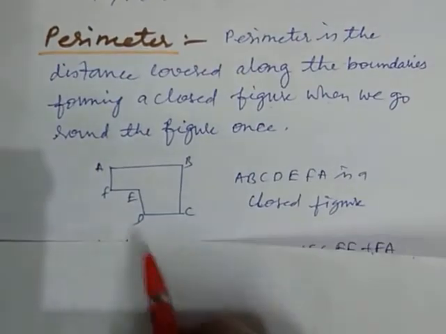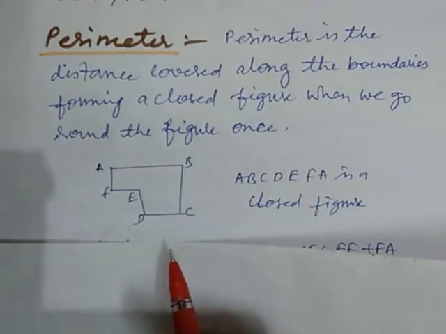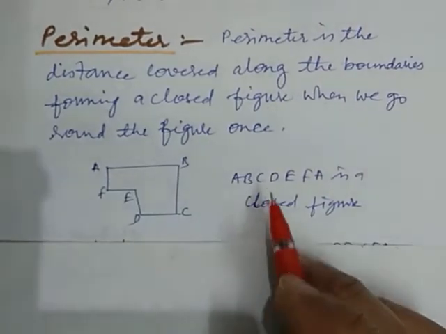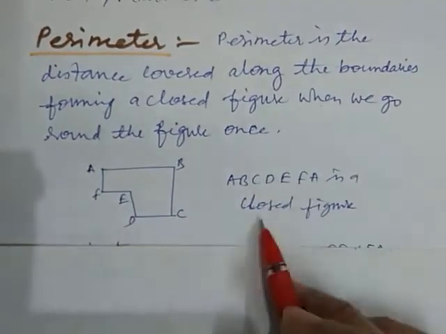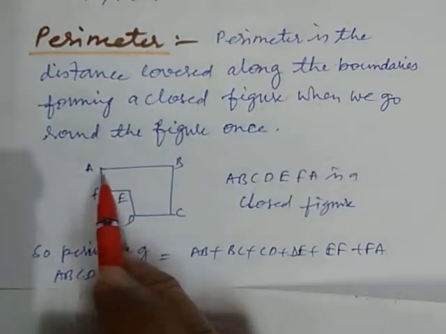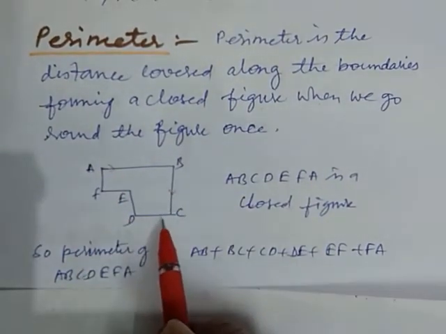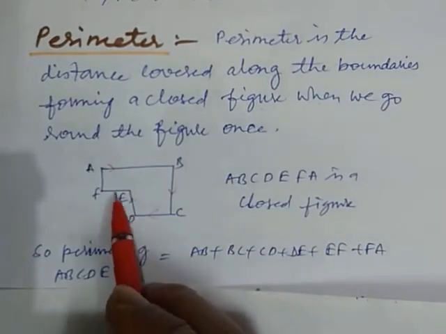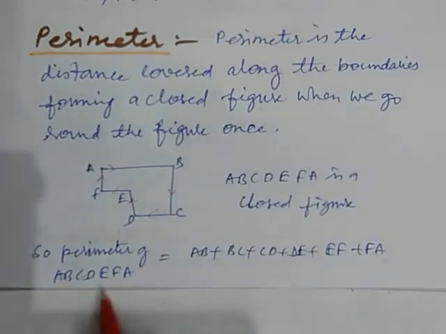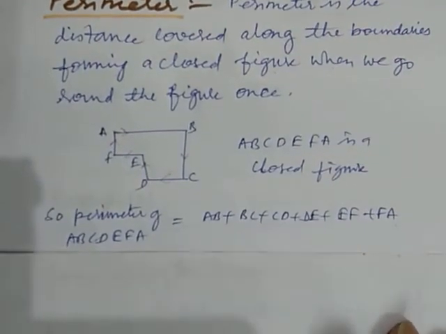Here is a figure, A, B, C, D, E, F, A, a closed figure, and we have to find the perimeter of this figure. We start from A and count AB, BC, CD, DE, EF and FA. By adding all these sides, we get the perimeter of this figure. This way we calculate the perimeter of any type of figure.